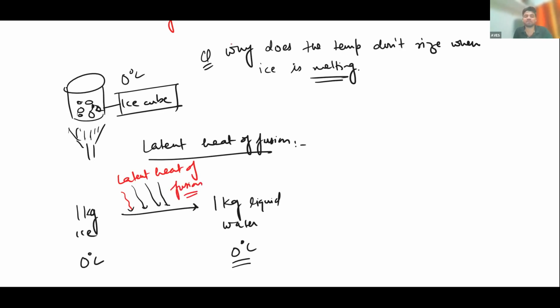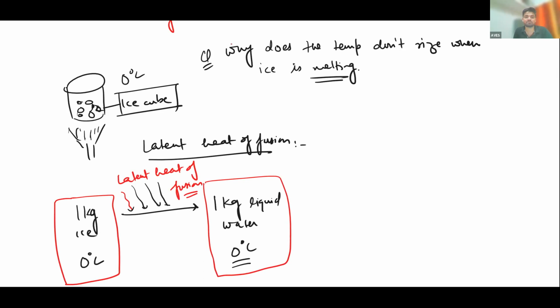If I write the definition, it is the amount of heat required to convert 1 kg of solids completely into liquid at its melting point. At its melting point. Melting point is 0 degree. Or without increasing the temperature. You can write it without increasing the temperature.